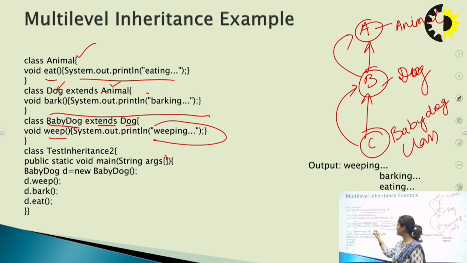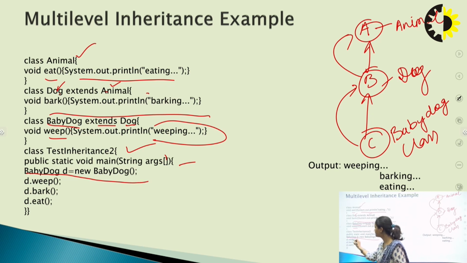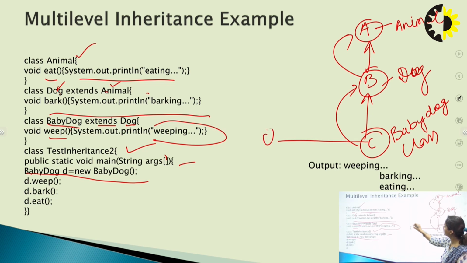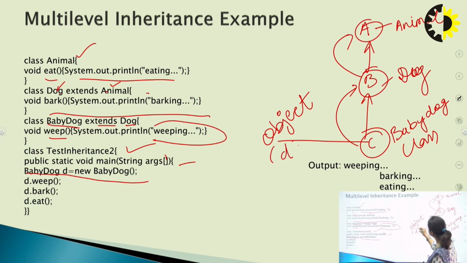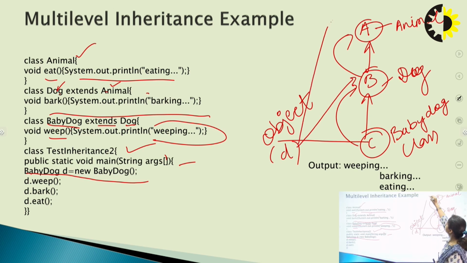Now let us take the fourth class, which is a main method class containing the main method in it, and here we are creating only one object, that is only for class baby dog. So for this class C baby dog, we have created an object named as D. Now this D will be capable of accessing the methods of B as well as the methods of the class A. How?